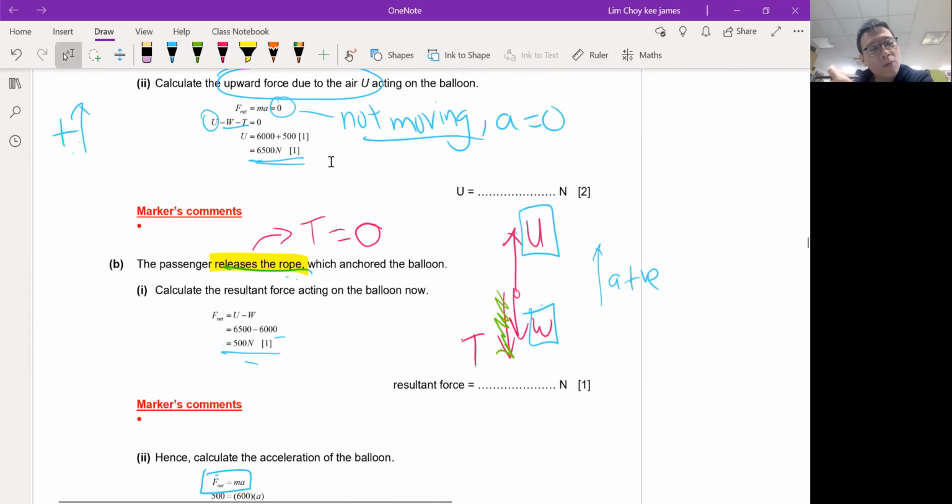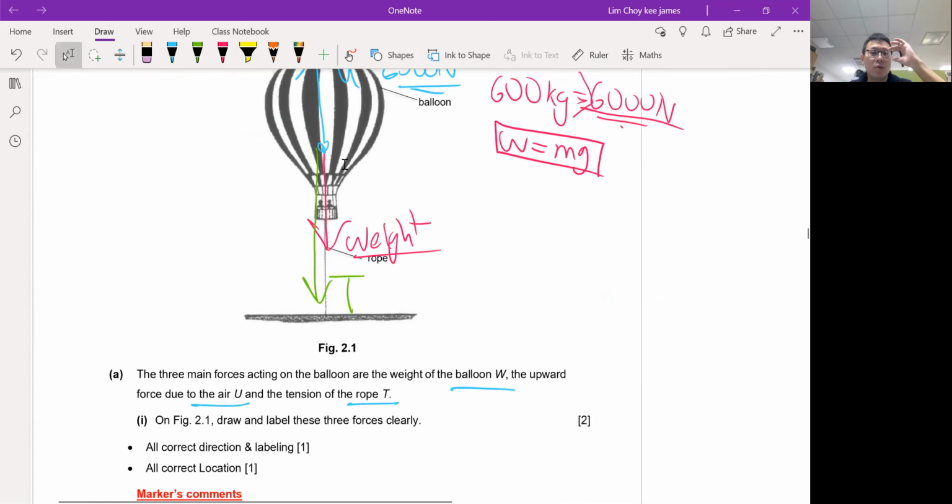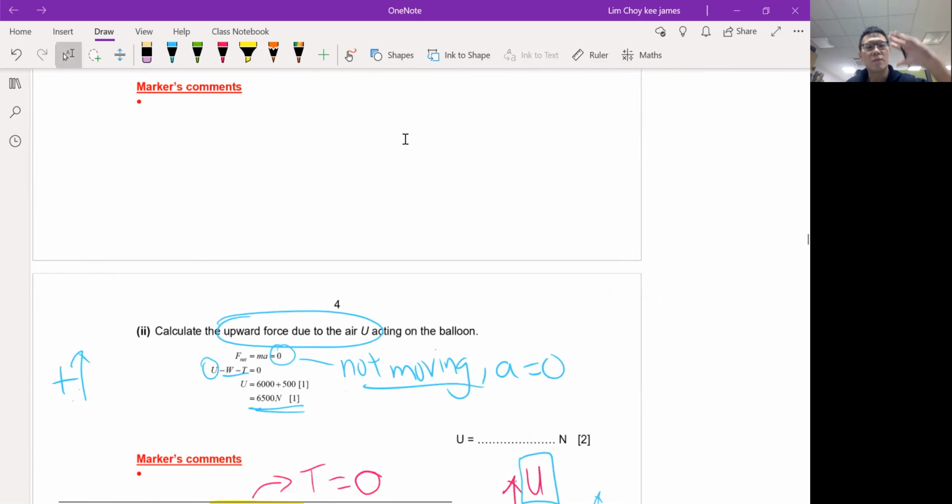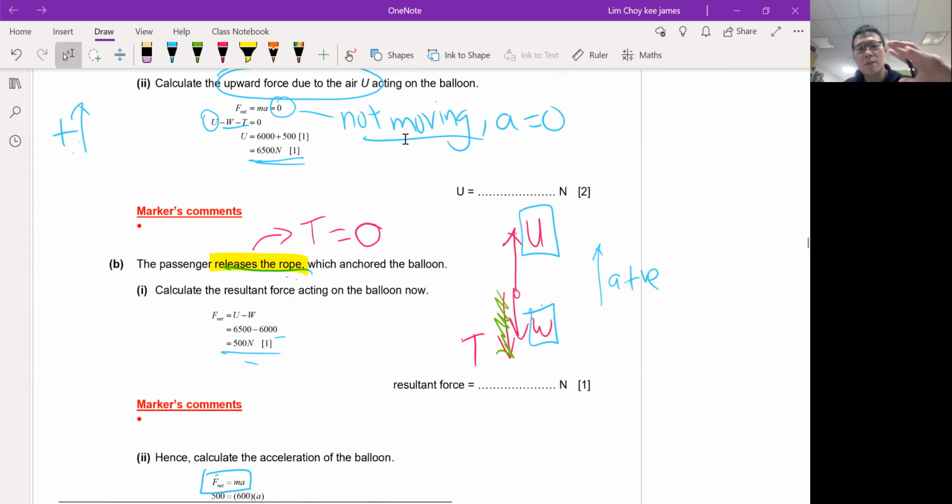So I hope this topic, this question... I think the only difficult question is question 2. There's a transition whereby the tension is being tied down, the balloon is not moving. Then it transitions to part B, whereby the balloon is moving upwards and there is a small factor involved whereby T is 0. So the students need to take note of the transition. The questions require the students to take note of what happened before and what happened after the transition.